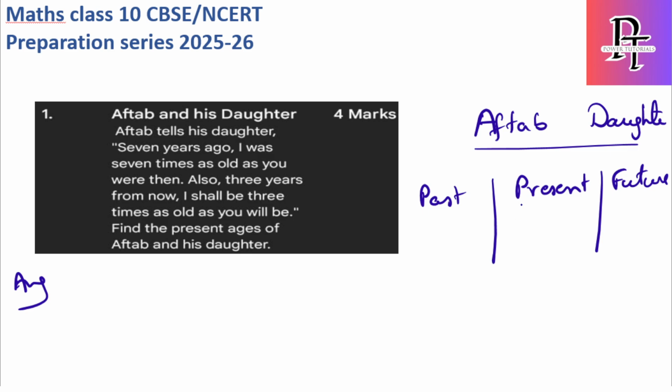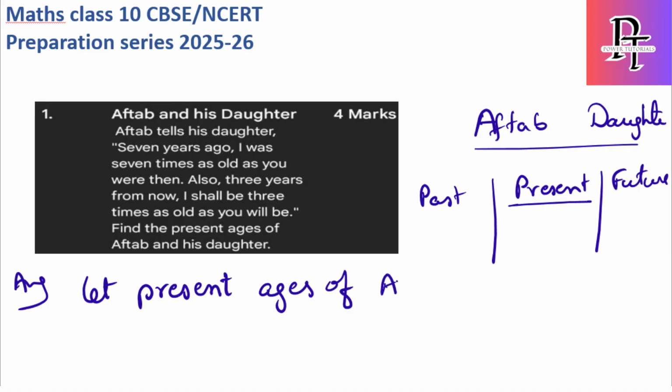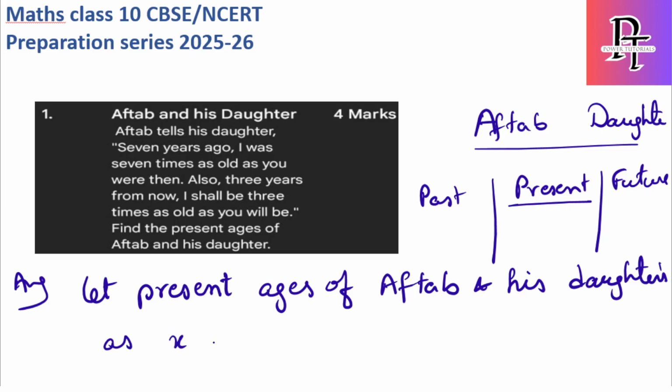So I am assuming the present ages. I will write the statement: let present ages of Aftab and his daughter as x and y. So what I have assumed, Aftab's current age as x and daughter's current age as y.